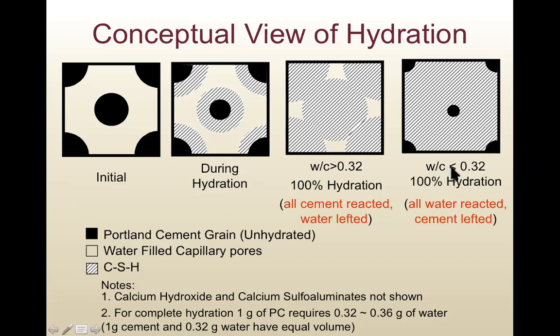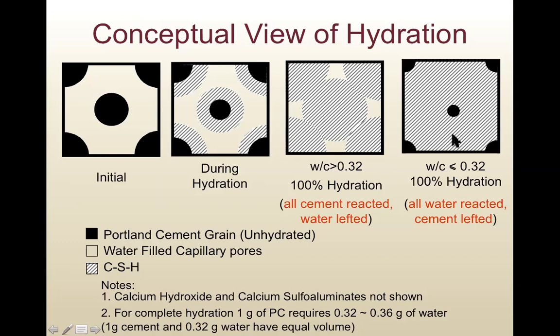So when the water cement ratio is less than or equal to about 0.32, we could also have 100% hydration of the water, but all the water will be consumed or reacted, and we have some cement grain left. The black color again is the Portland cement grain.